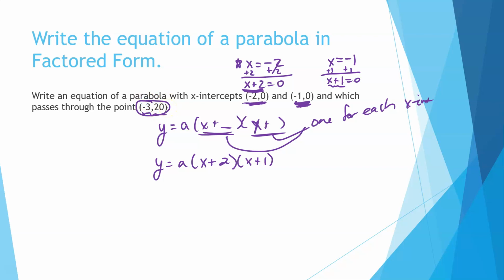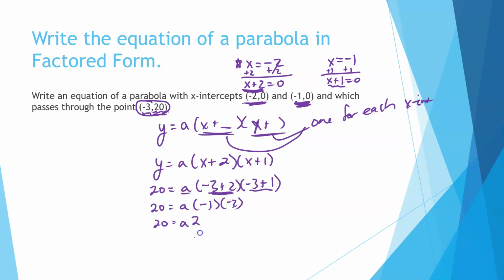They're giving me an x and a y value. So I'm going to plug the 20 in for the y. I don't know a yet, and I'm going to plug -3 in for both x's. And now we have an expression that has just one variable, a, and that's what we're going to solve for. Order of operations says to simplify inside parentheses first. -3 plus 2 is -1. -3 plus 1 is -2. -1 times -2 is +2. A times 2, divide both sides by 2. I get a equals 10.